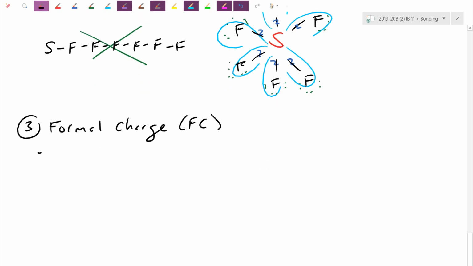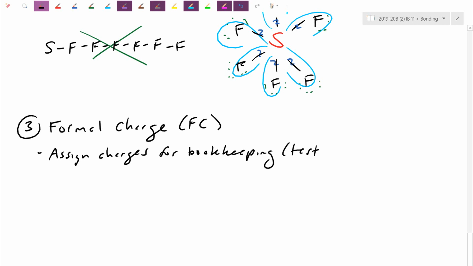Just to give you some understanding of this one here. Formal charges aren't real charges. These are assigned charges for bookkeeping. And basically what we're going to do is test the compound. I want to test whether it really is just 1 central atom or whether it's a long snake-like molecule. I usually do this formal charge only when I'm unsure. Could it be this one or could it be this one?